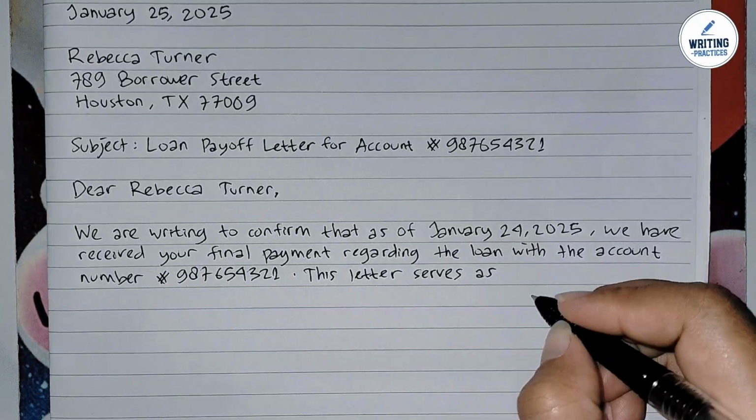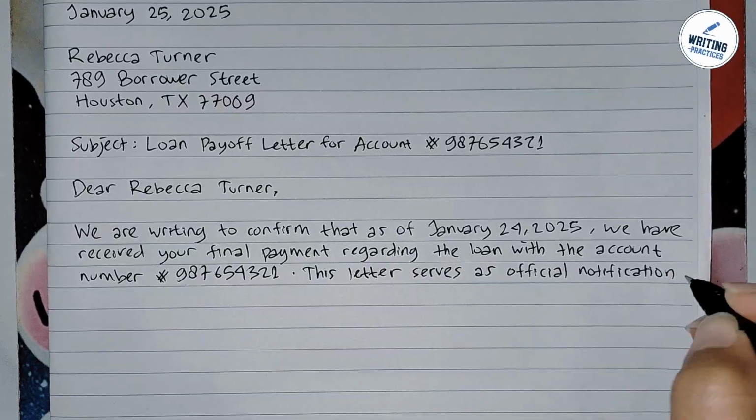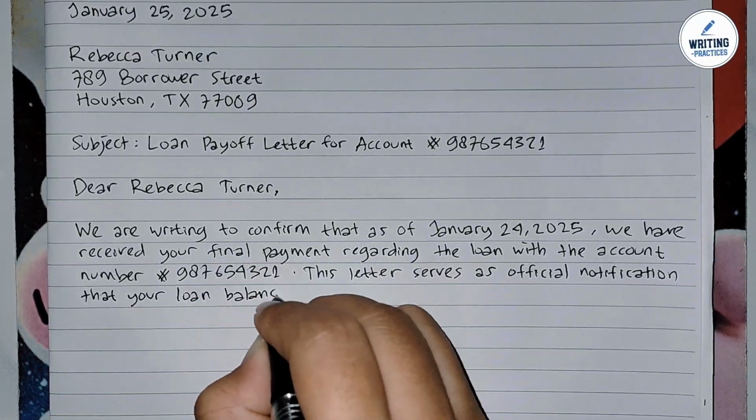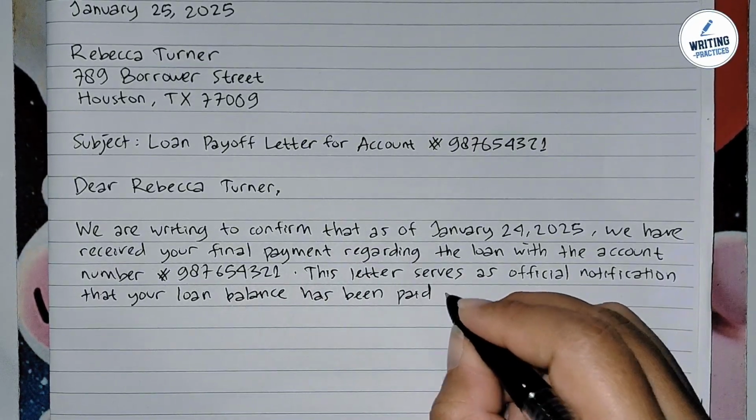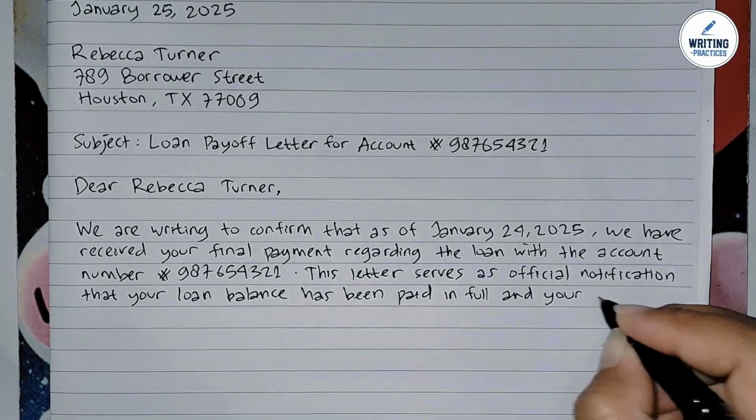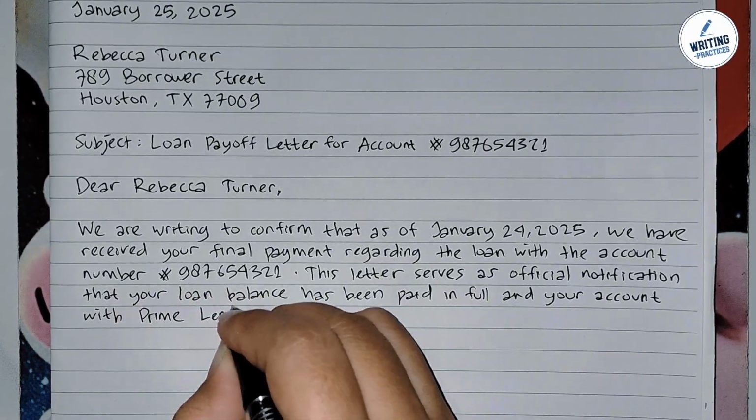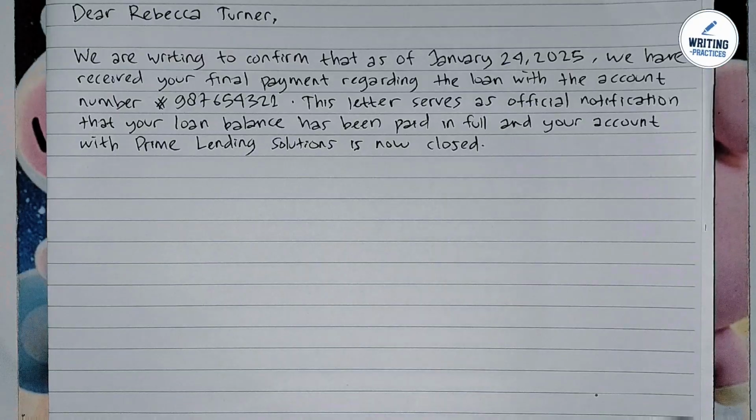And here is the example of how you write it. We are writing to confirm that as of January 24, 2025, we have received your final payment, regarding the loan with the account number 987654321. This letter serves as official notification that your loan balance has been paid in full. And your account with Prime Lending Solutions is now closed.